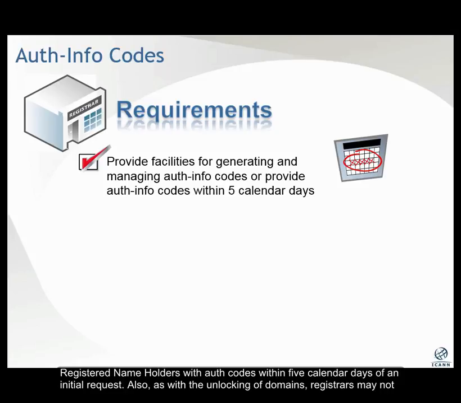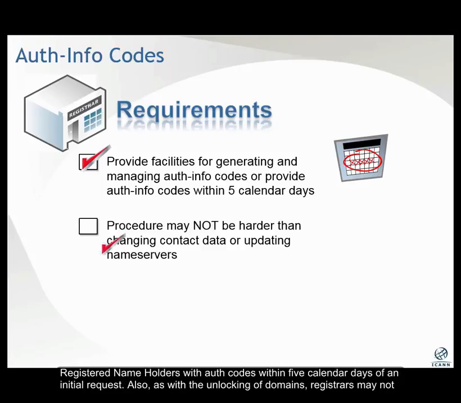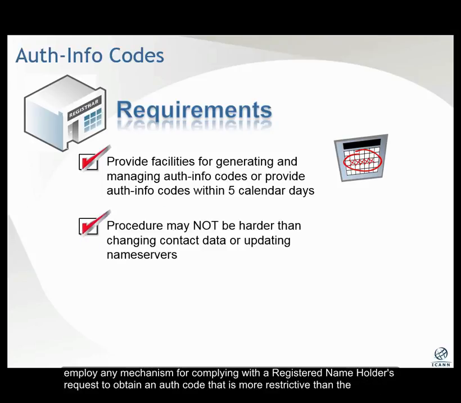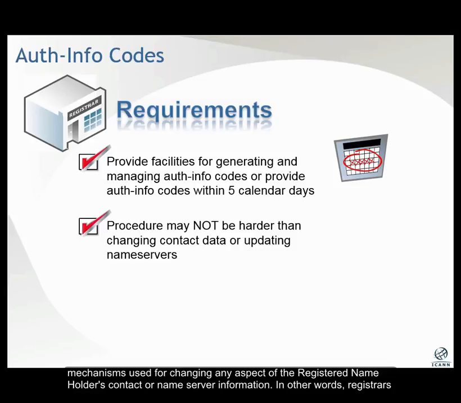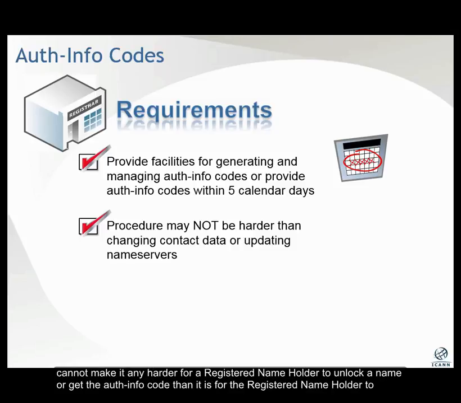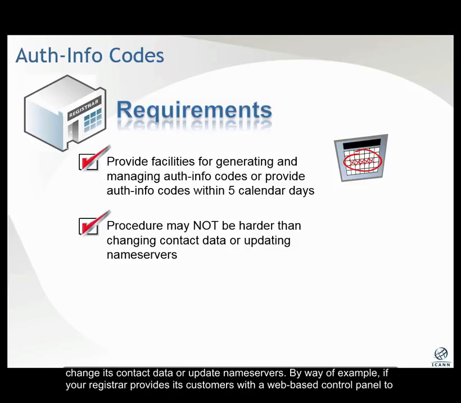Also, as with the unlocking of domains, registrars may not employ any mechanism for complying with a registered name holder's request to obtain an auth code that is more restrictive than the mechanisms used for changing any aspect of the registered name holder's contact or name server information. In other words, registrars cannot make it any harder for a registered name holder to unlock a name or get the Auth-Info code than it is for the registered name holder to change its contact data or update name servers.